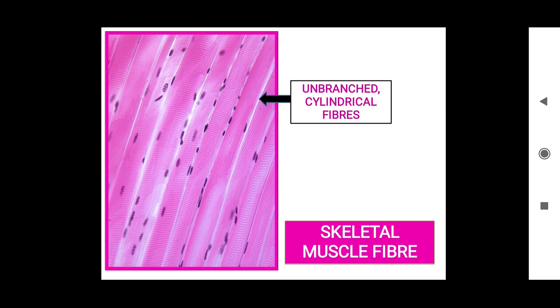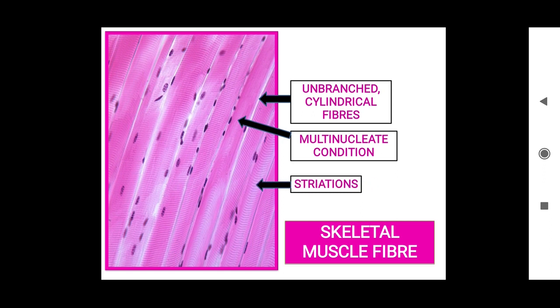You can see that they are unbranched cylindrical fibers. Cylindrical because they are of uniform diameter throughout. Then you can see the tiny dots, so many of them, indicating the multinucleate condition.